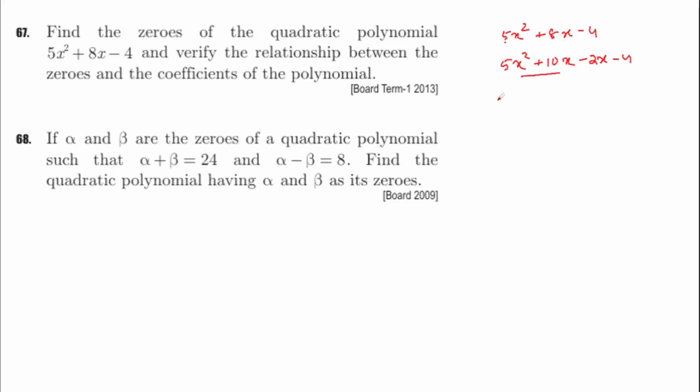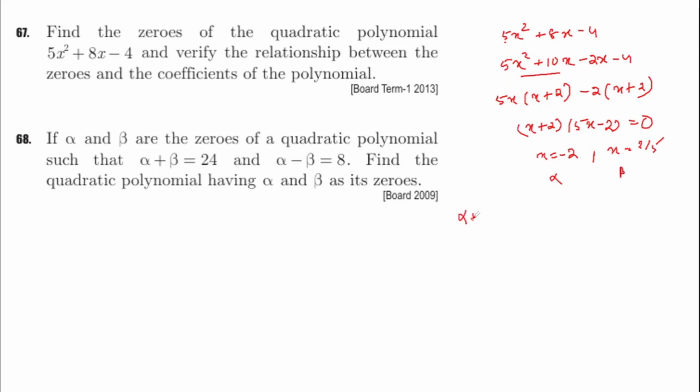Okay, so from this taking 5x as common, you will have x plus 2, and from this taking minus 2 as common, x plus 2. Now both the terms have x plus 2 as common, so we will have 5x minus 2. To get the zeros of the polynomial, equate it with 0. So from this x is equal to minus 2 and from this x is equal to 2 by 5. So here you get alpha is minus 2 and beta is 2 by 5.